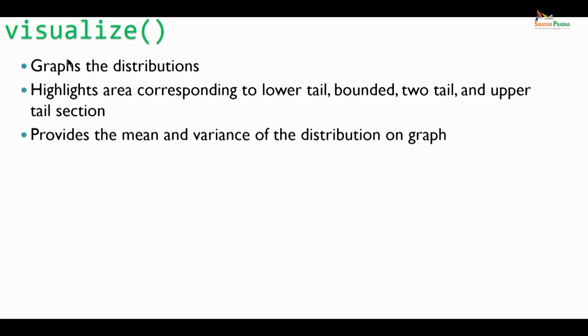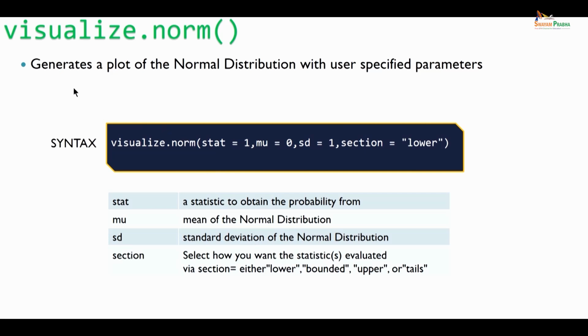The Visualize function will help you graph the distributions. It will also highlight the area corresponding to the lower tail, bounded, upper tail or a two-tailed section. It will also provide you the mean and variance of the distribution on the plot. So, Visualize.norm is the function that we are going to use for a normal distribution. Let us look at the syntax for Visualize.norm.